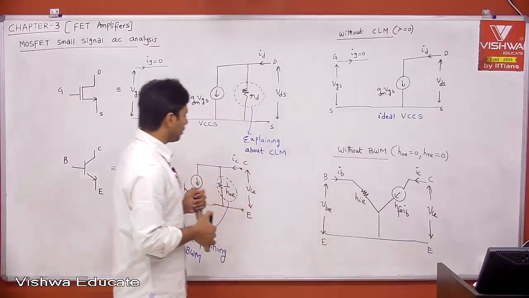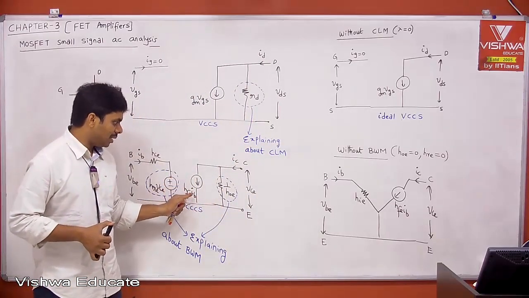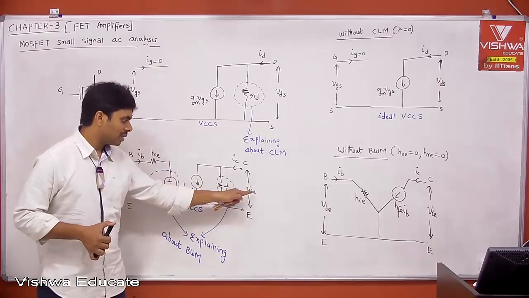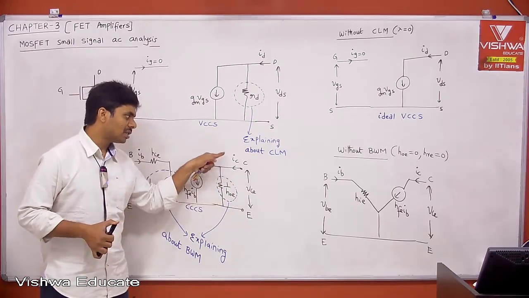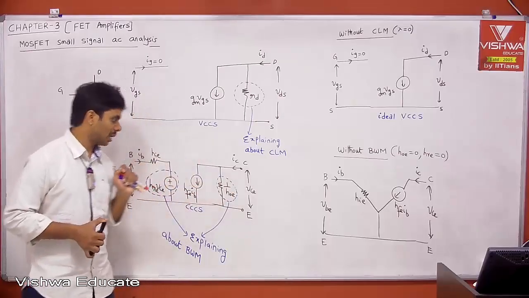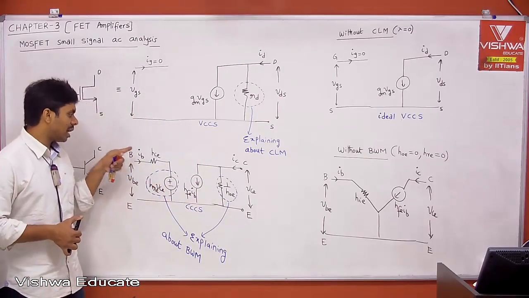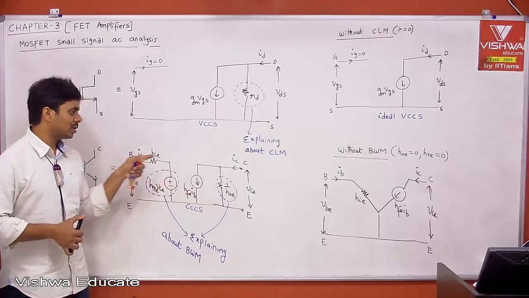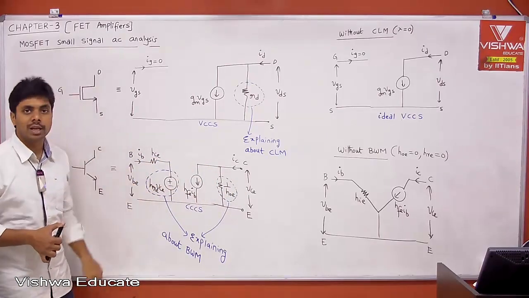But if you consider base width modulation, your IC is not only a function of IB, it is also a function of VCE, because the current flowing through this is also depending on VCE. Therefore, IC is also a function of VCE. And at the same time, IB is also a function of VCE. Therefore, your IB is also affected because of VCE. This is called reverse transportation. That's why people call this reverse voltage gain. Okay.